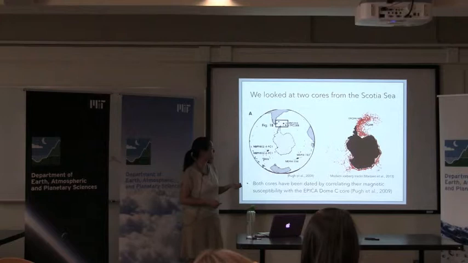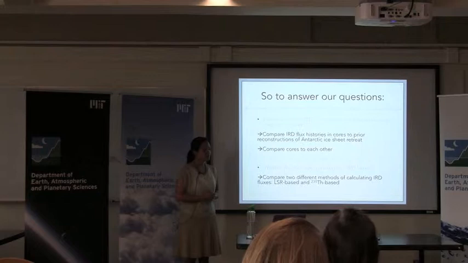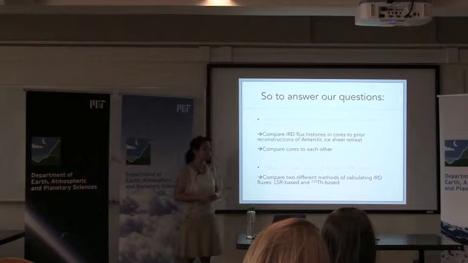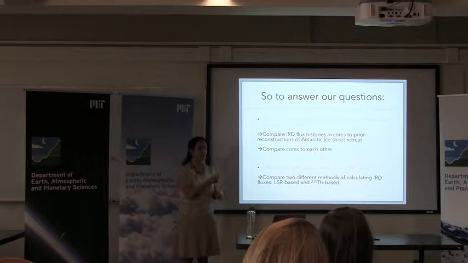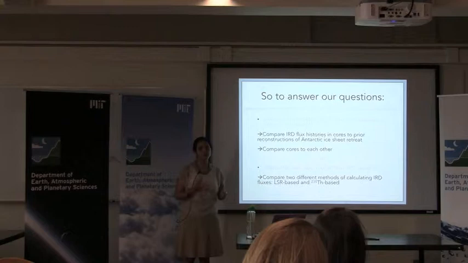In order to answer the questions, we'll be doing two main comparisons. The first is looking to answer the question of how we can best use IRD records to study the changes to the Antarctic ice sheet. To answer that question, we're going to be comparing the recent IRD flux histories in the cores that we're looking at to prior reconstructions of Antarctic ice sheet retreat based on other methods. And then we'll also be comparing the cores to each other to see how much of a role local variability might play in the IRD records that we're observing.